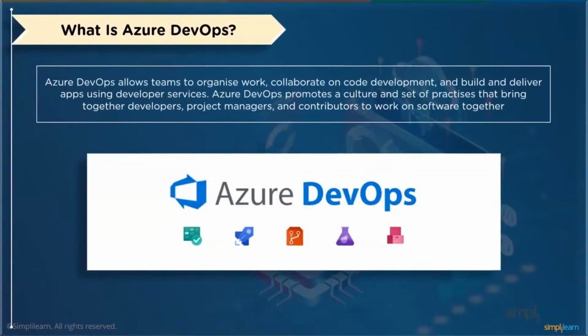Azure DevOps enables teams to organize work, collaborate on code development, and build and deploy applications using developer services. Azure DevOps is a culture and set of protocols that brings together developers, project managers, and contributors to collaborate on software development. It enables businesses to create and enhance products more quickly than they could with traditional software development methods.